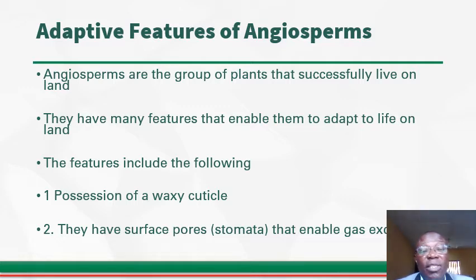The features that enable them to adapt to life on land include: one, they have a waxy cuticle. That is one of the structures that enable them to adapt to life on land. Two, they have surface pores, which we call stomata. These stomata are found on the leaves, and it is the stomata that enable them to exchange gases. Exchange of gases in plants takes place through the stomata.